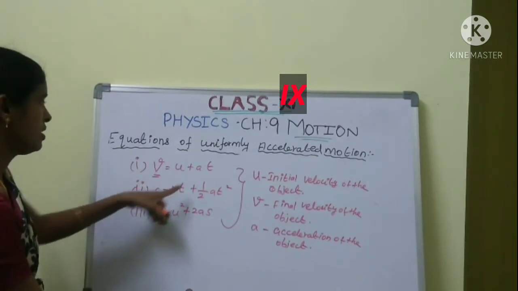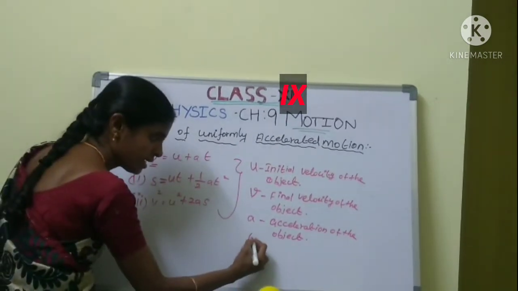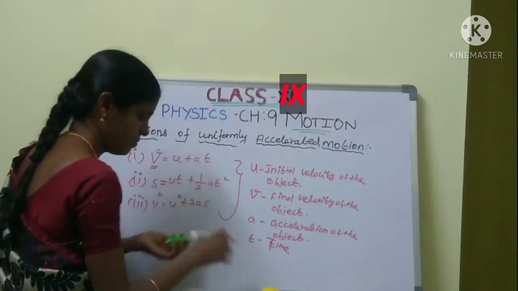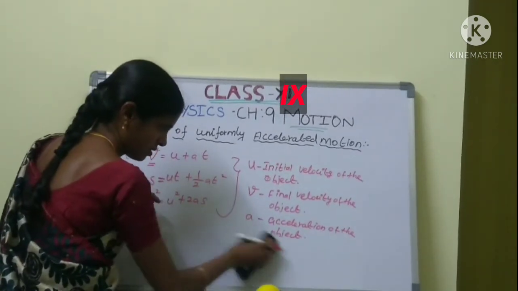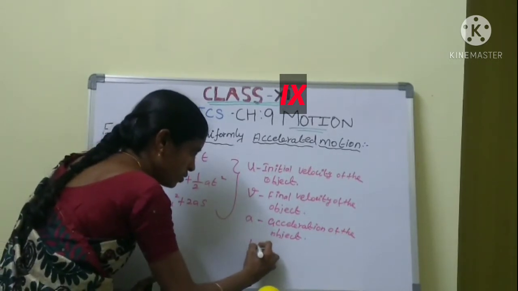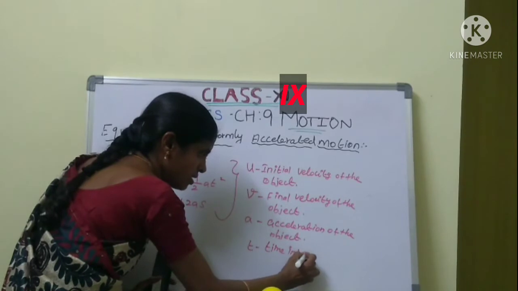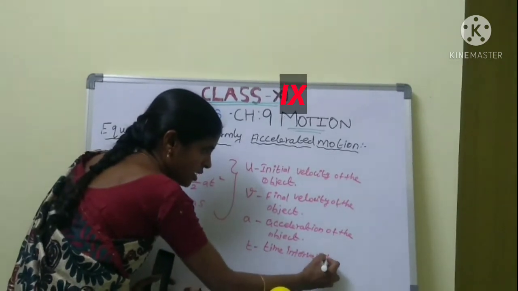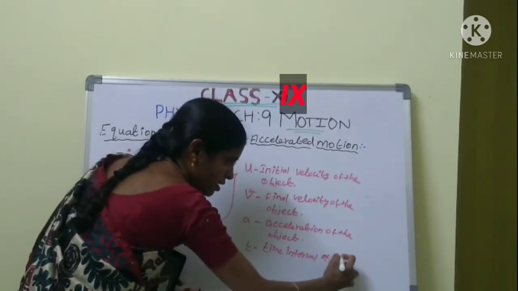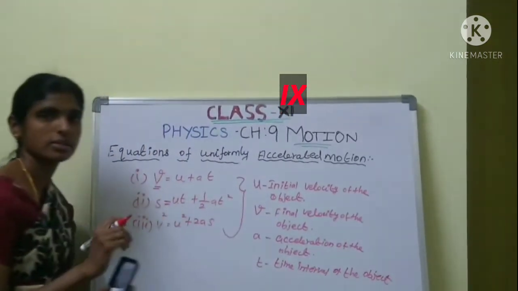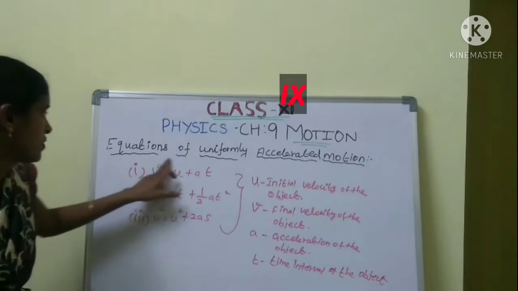Now, what is meant by t? We know very well, t is the time interval of the object. t equal to time interval of the object. Next, this is the first equation.